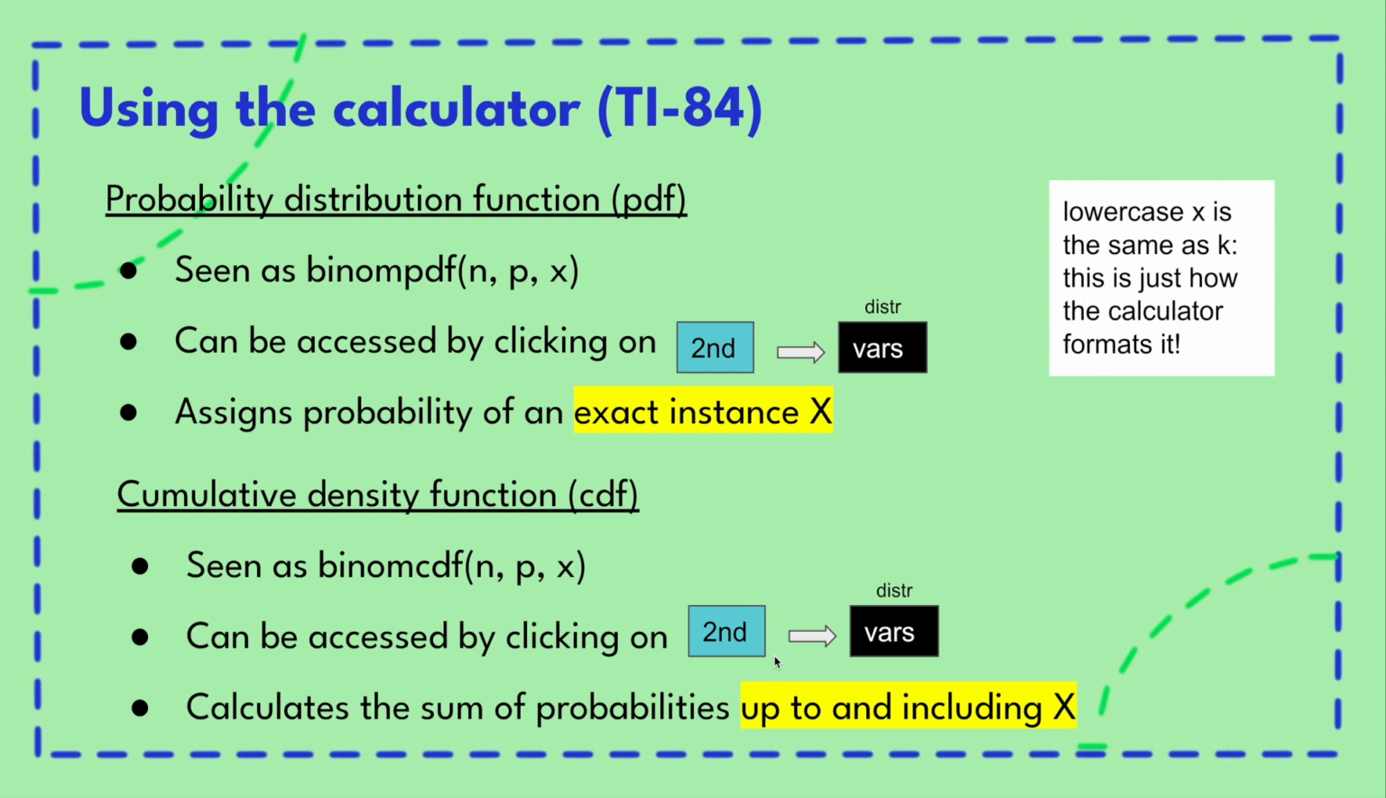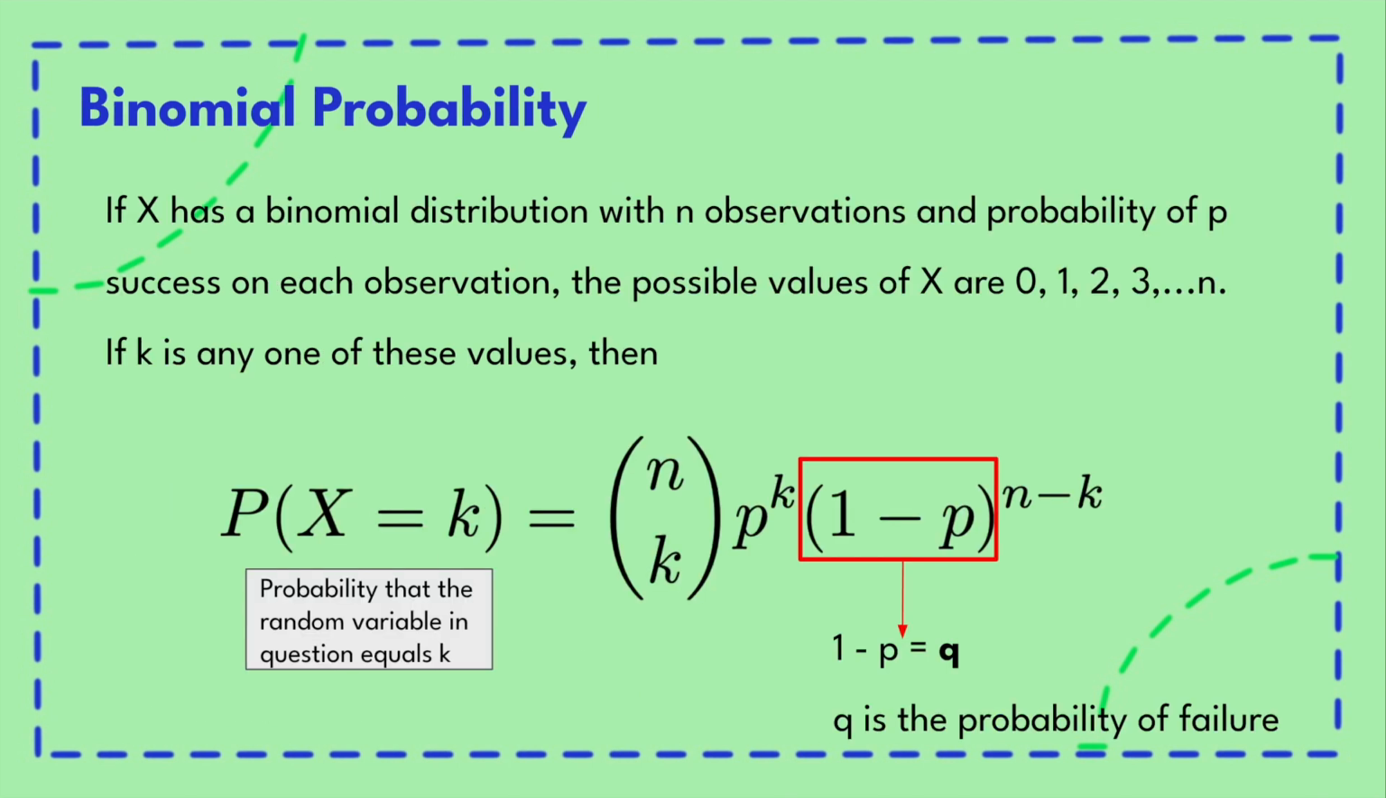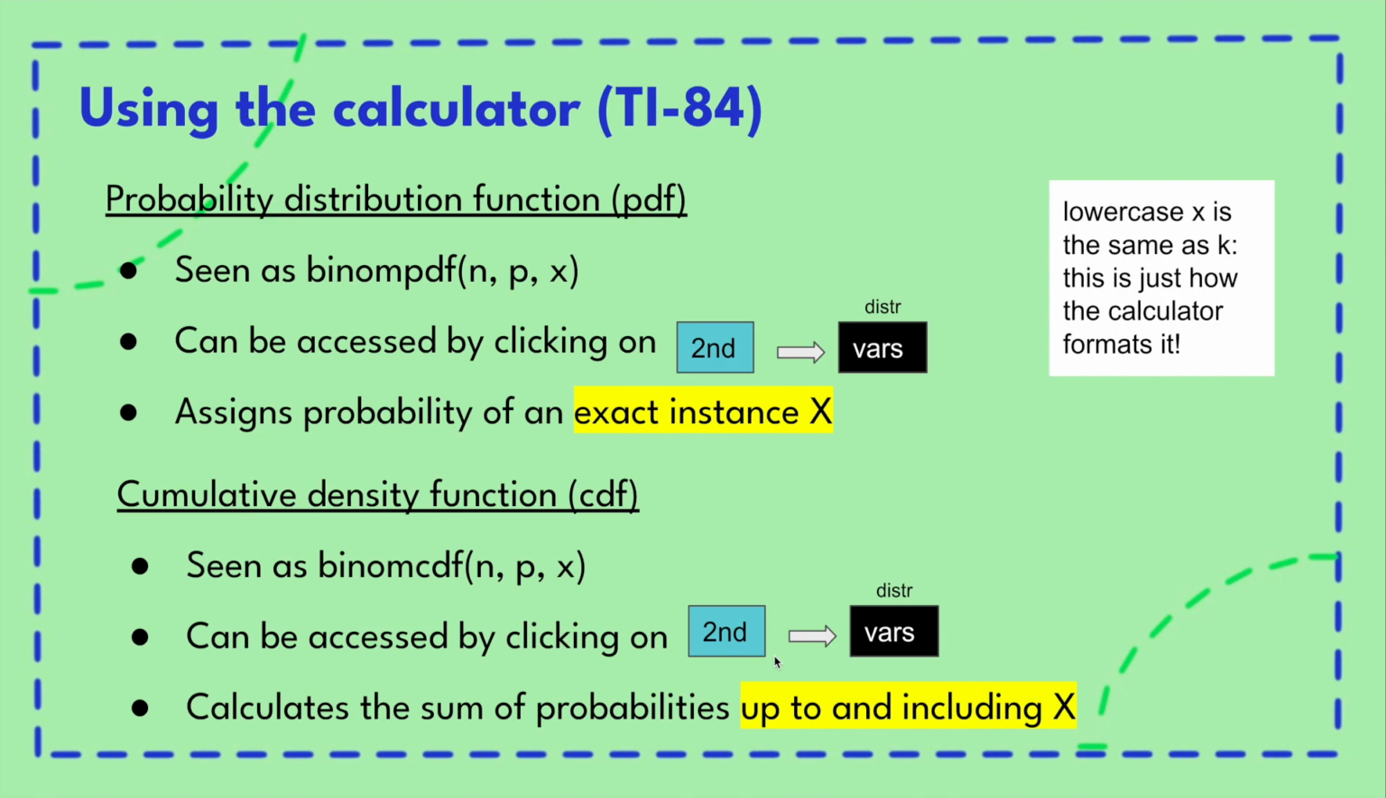Let's look at how we can use the calculator to solve these binomial distribution problems for us. So these functions will do what these formulas we talked about are capable of doing. So we have 2 functions that are important to us here, the probability distribution function, abbreviated as PDF in the calculator, and the cumulative density function, abbreviated as CDF in the calculator. Both of these can be accessed on the calculator by clicking on the second button and then clicking on the vars button. And this one is going to be seen as binomPDF, and then this one over here is going to be seen as binomCDF.